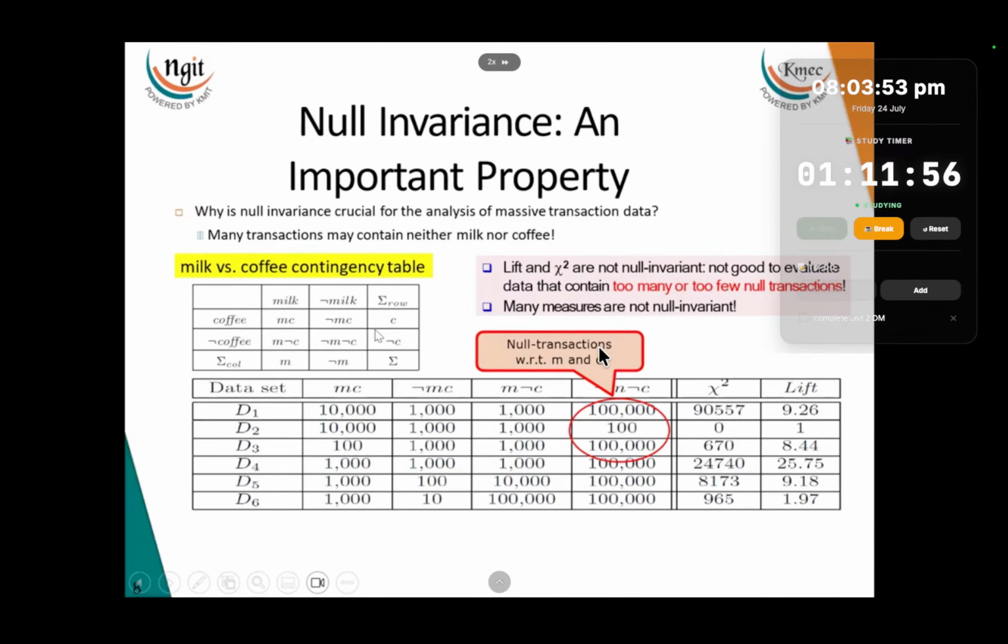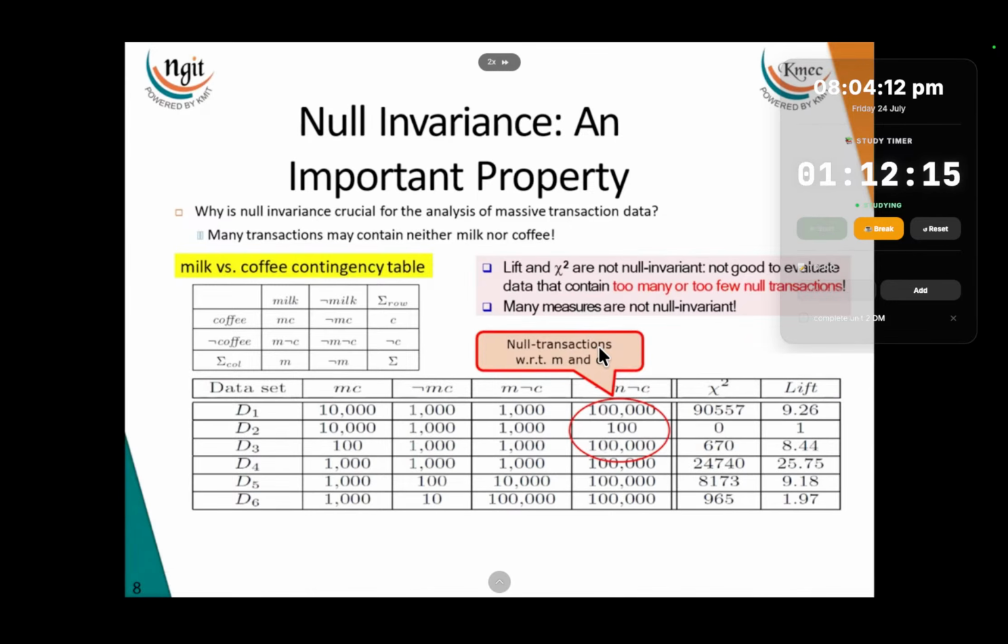When we want to make predictions on this data set, we have D1 to D6, and we can see when there is no milk and no coffee, transactions are more when compared to the people who are drinking milk along with the coffee, right? So these are very interrelated with each other. Those who buy milk, there is a probability that they go for the coffee, right? But most of the transactions are showing the negative. So this sort of transactions we call null transactions or null invariants, right?